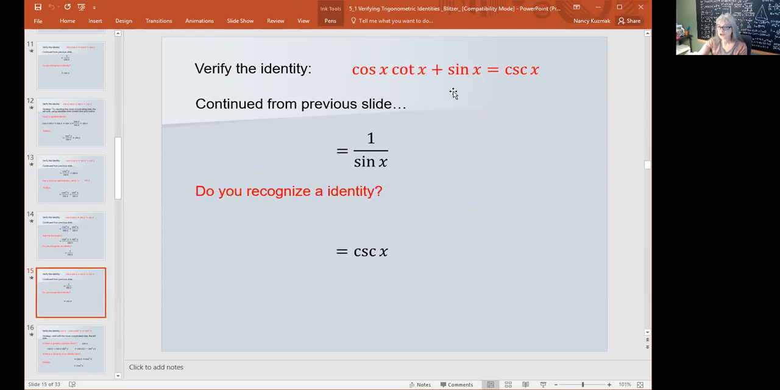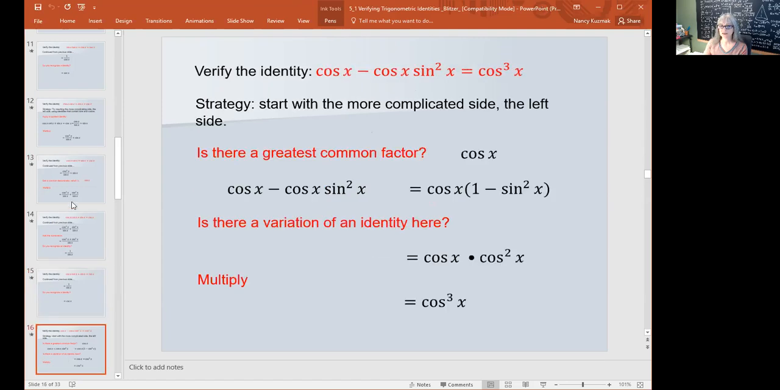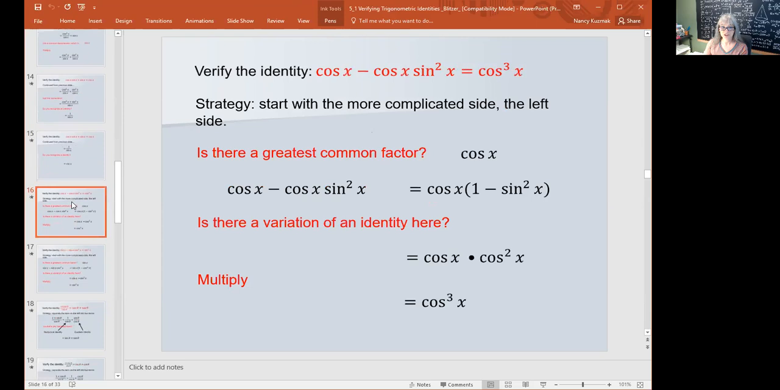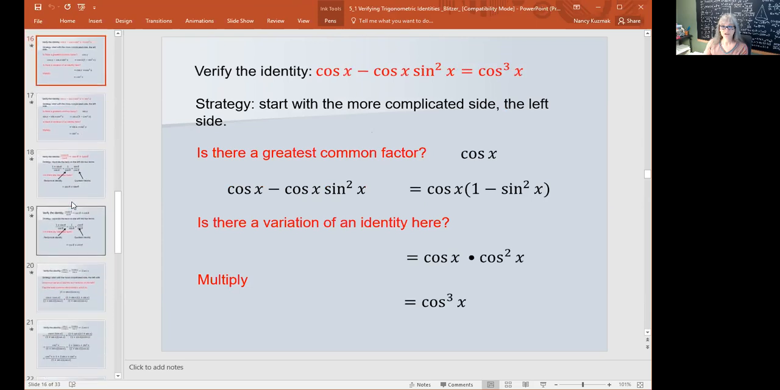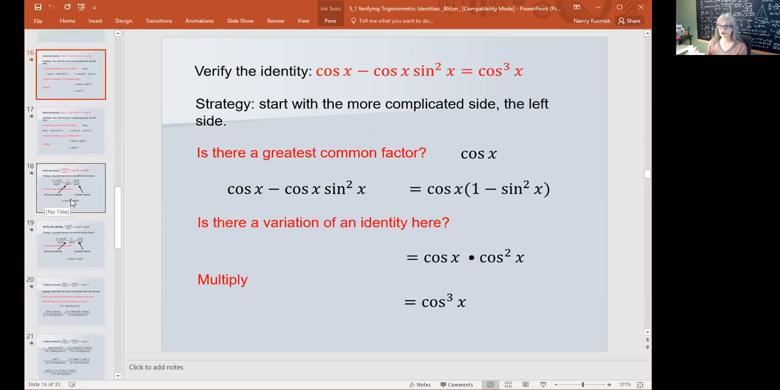Cosecant x. So it should be a pretty natural flow for you. All right, let's try another one. They take a little bit of work. They take a little bit of patience. They take a little bit of recognizing and knowing the identities, but it's not out of the realm of things.